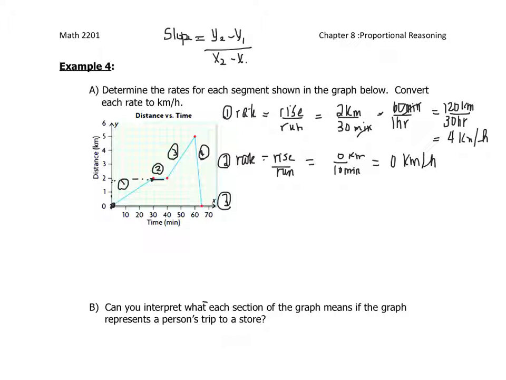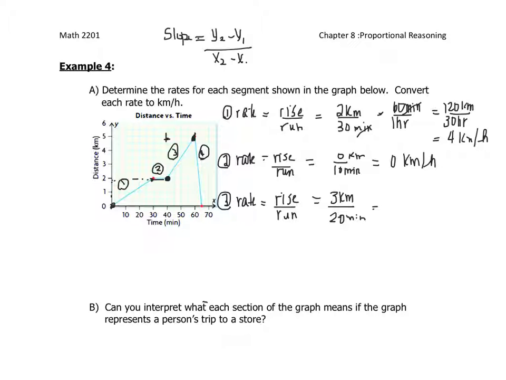And 3, the rate at section 3, your rise and your run, from the beginning of segment 3 to the end of segment 3, you have a rise from 2 up to 5. So that's 3 kilometers. From here to here would be 40 up to 60, so that's 20 minutes.